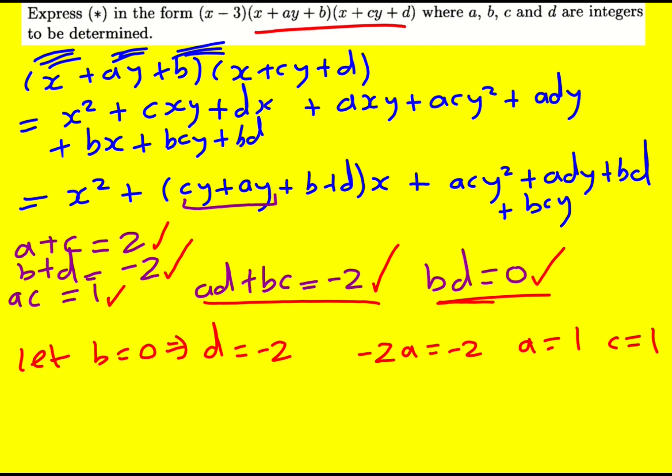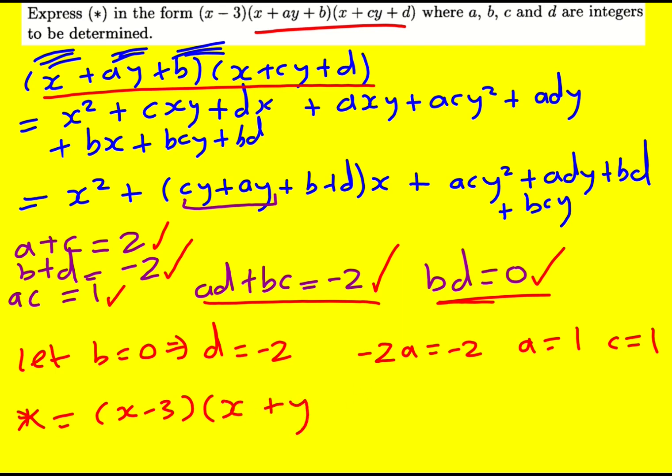So you could now piece it back together to give star equals x minus 3. And then just replace in this all of our terms. So it's x plus y plus 0, so I can ignore that one. And then x plus y minus 2. So it works out.